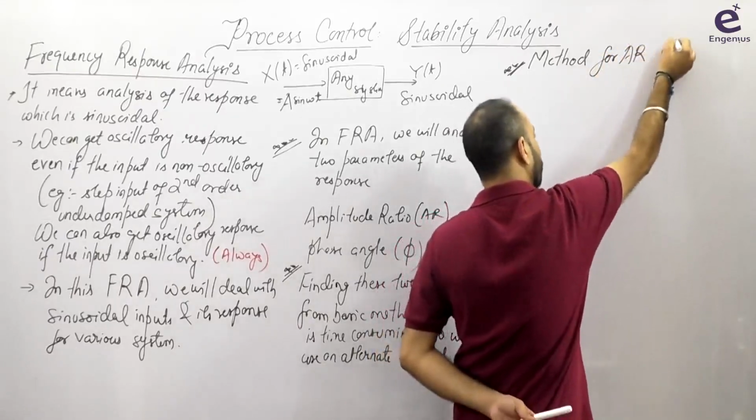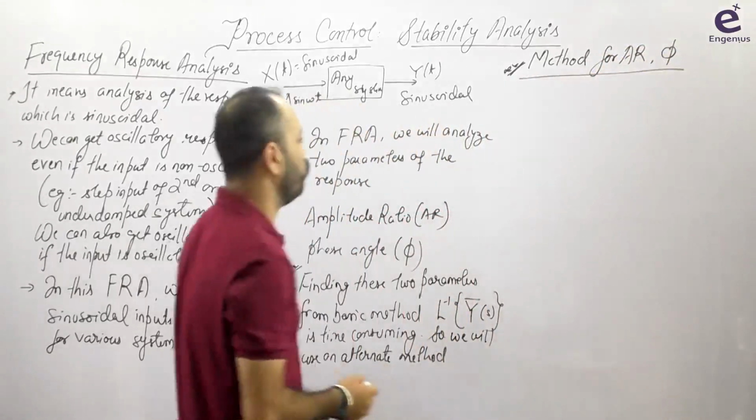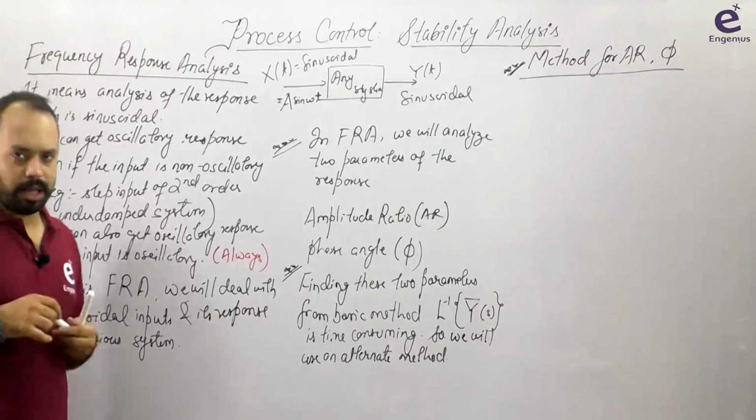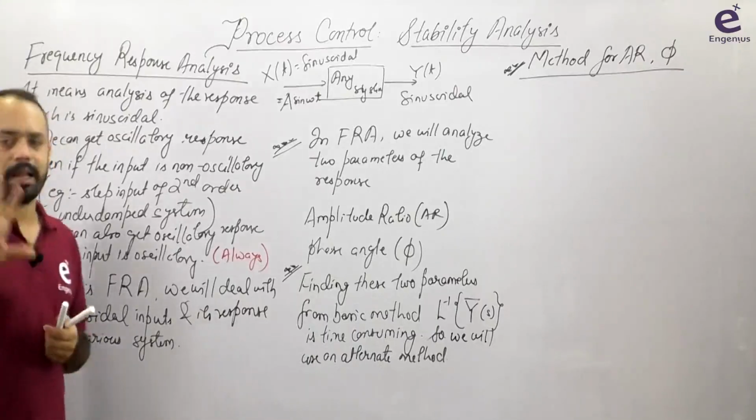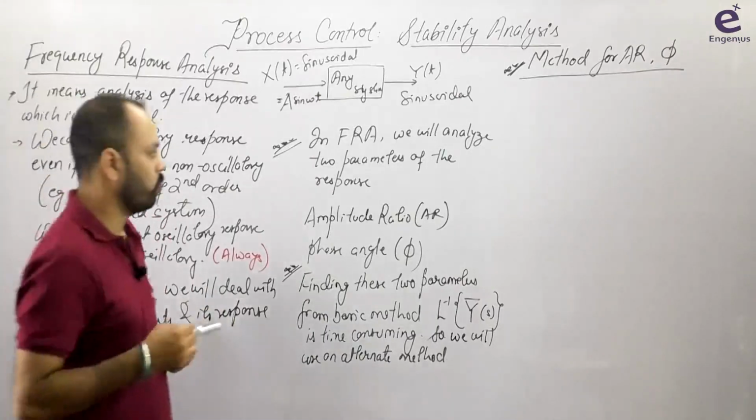AR and phi you will get as before, just as we found them earlier for the first order system. The way we found AR and phi, the same method can be used, but I am going to give you a less time consuming method, and I'm going to write these things step by step, so note it down.